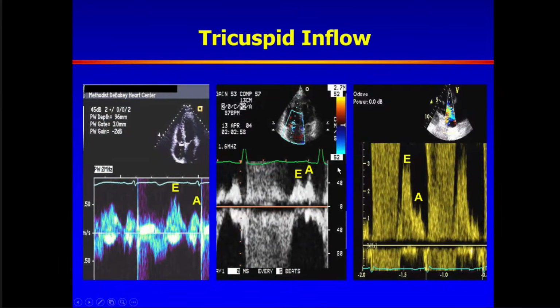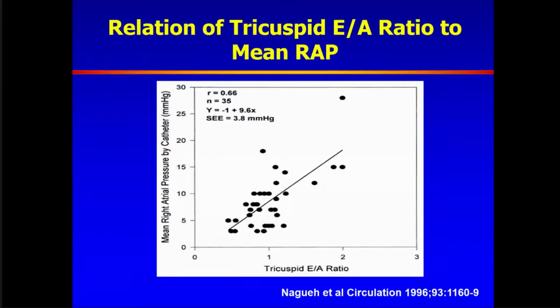Example with different tricuspid inflow patterns: a normal pattern, low E, high A, if you would, in someone with a RV diastolic dysfunction but normal RAP. On the other hand, this is someone with a good degree of tricuspid regurg and a high E velocity, and that's another confounding variable that affects the peak E velocity that influences the reliability of the E to A ratio. This is a direct relation, but you can see wide scatter, and we do not necessarily recommend relying on E to A ratio only to draw conclusions about RAP.